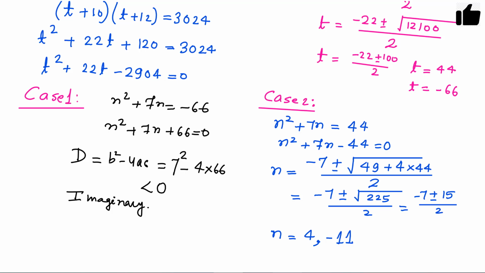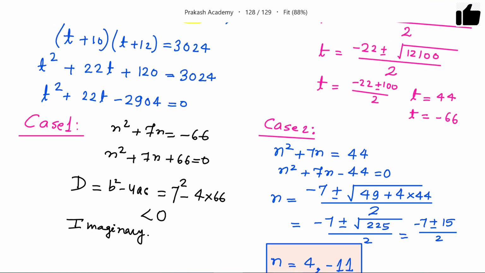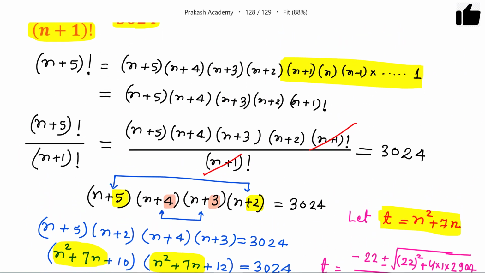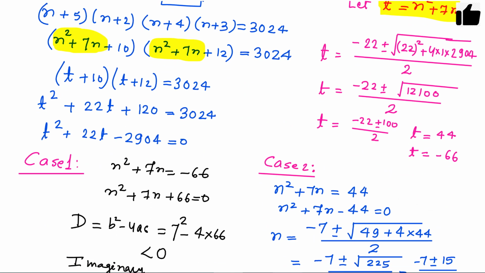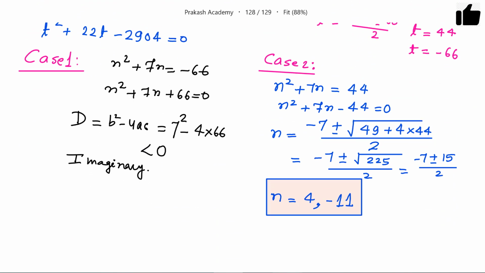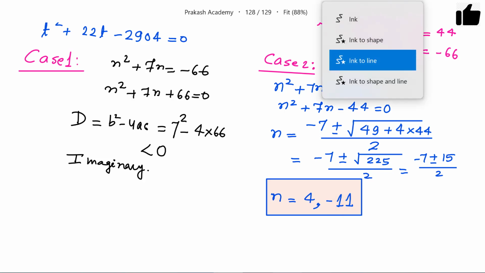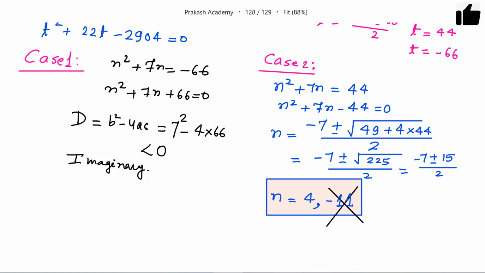So two solutions are possible, and as I said earlier, you have to check the negative solution, which is not possible. In the denominator you have n+1, and if you put n equals -11, the factorial of a negative number is not defined. This means I have to neglect the negative root, and I have to consider only one solution. So in this case I have only one solution, that is n equals 4.